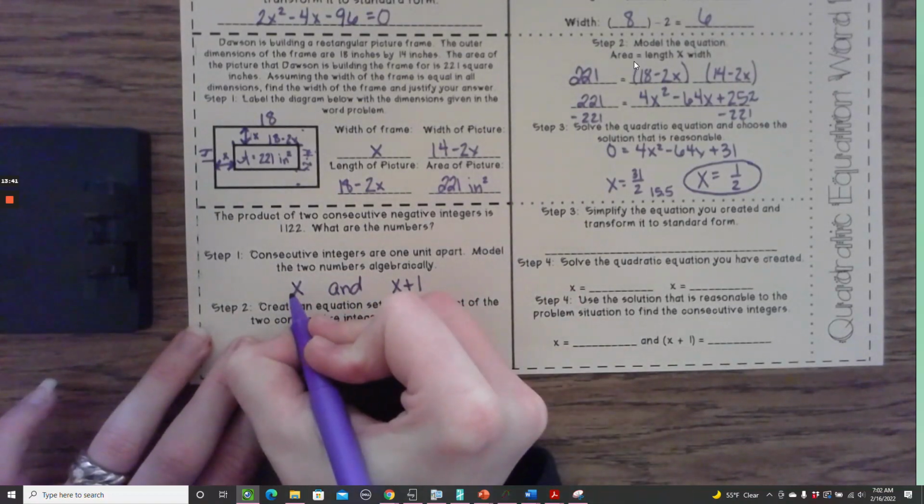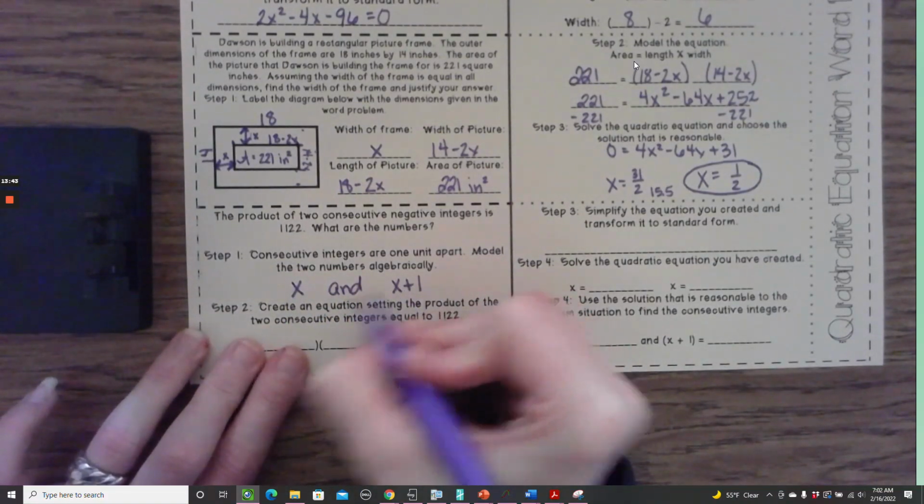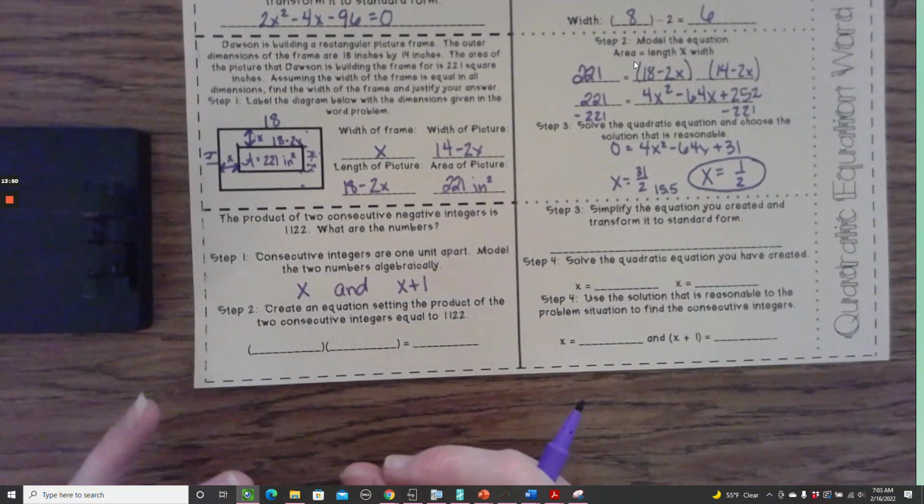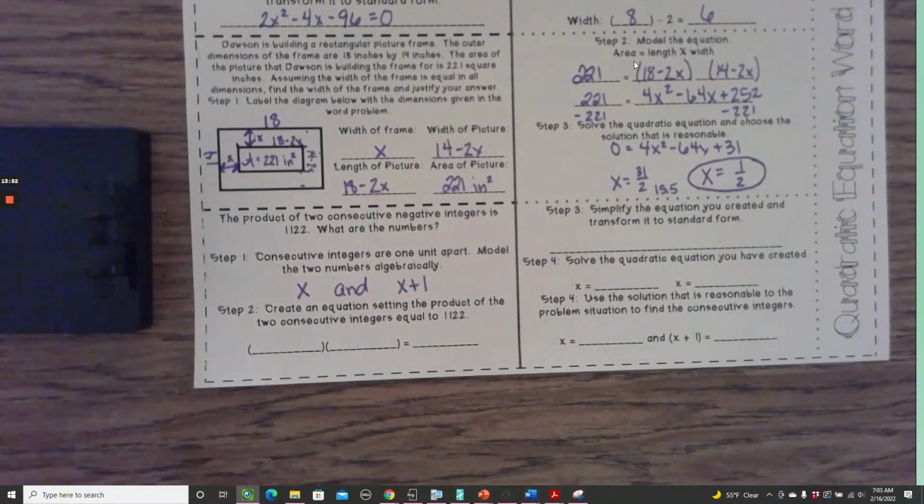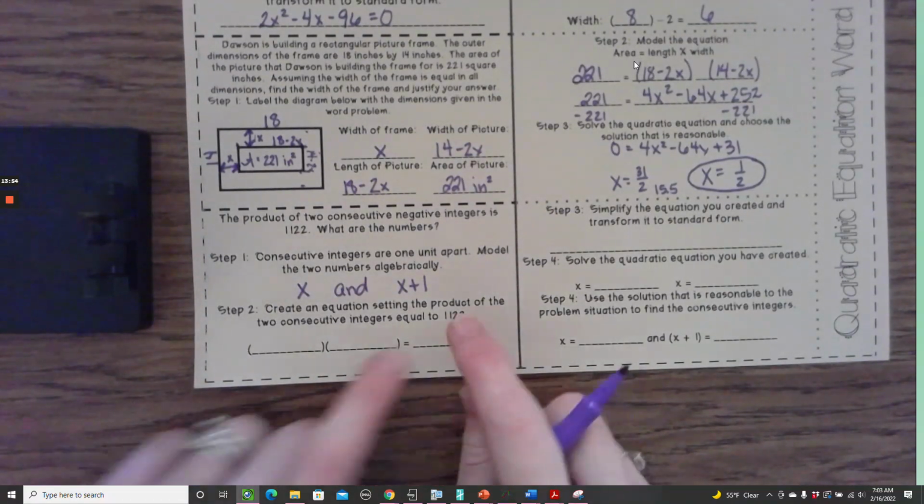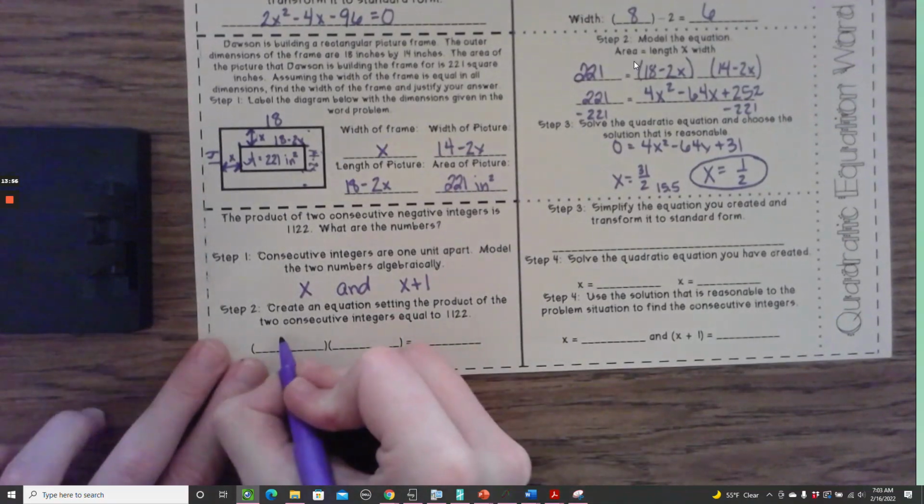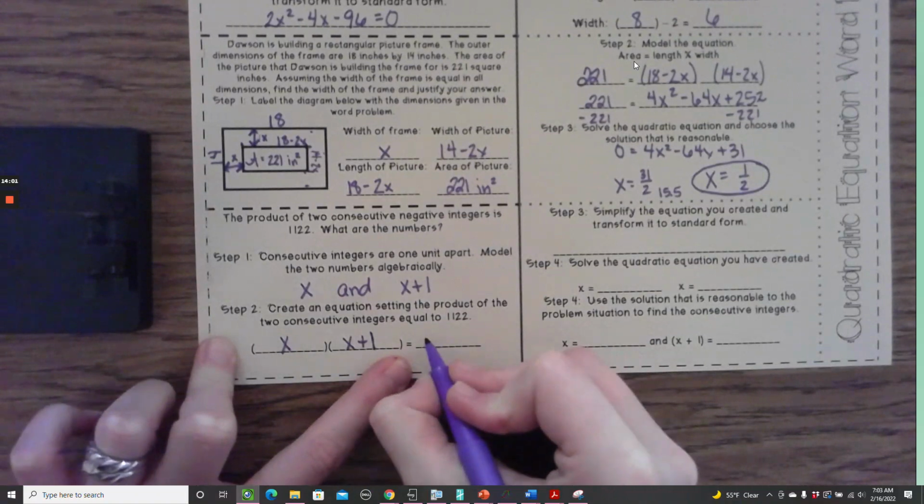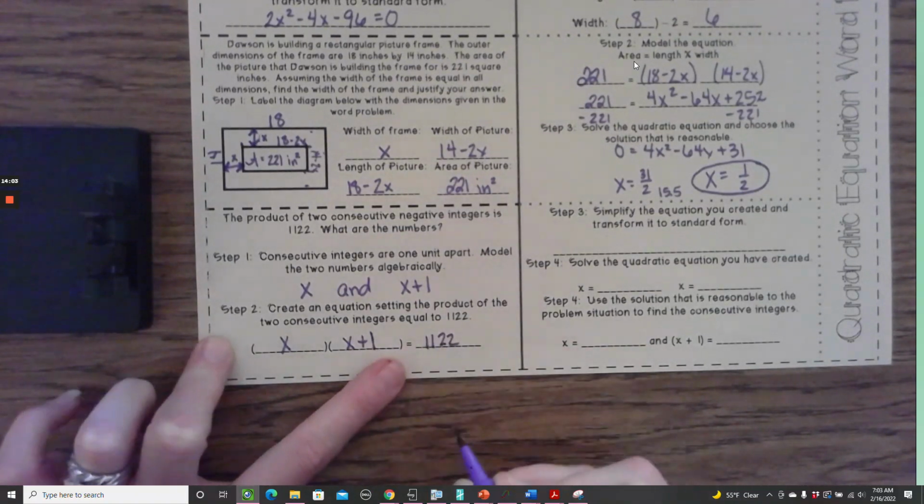So if this is 2, 2 plus 1 is 3. 2 and 3 are consecutive numbers. They're in order. Okay? So we're going to create an equation setting the product of these two integers equal to 1122. So we know that the product x times x plus 1 equals 1122.